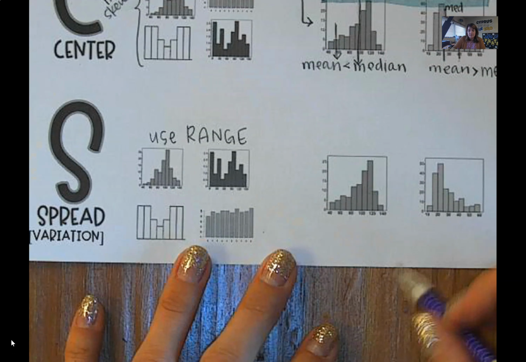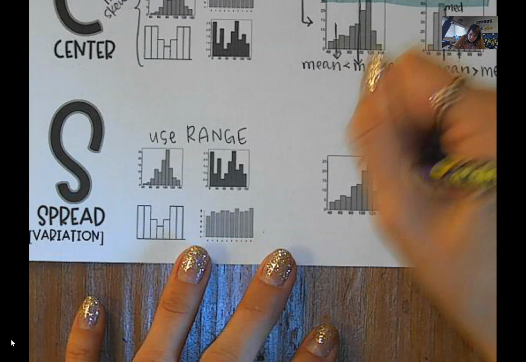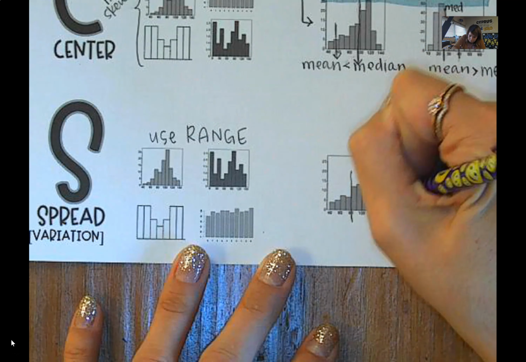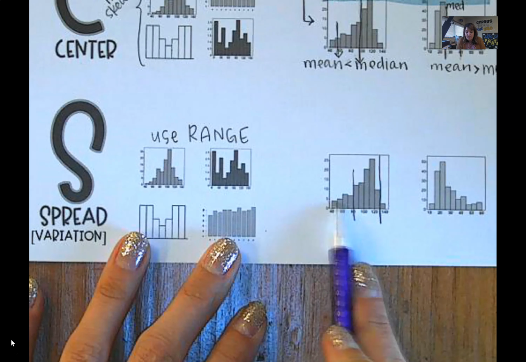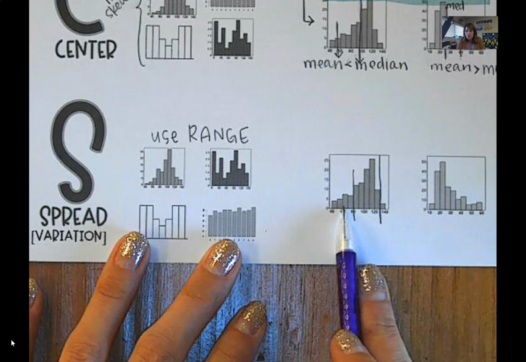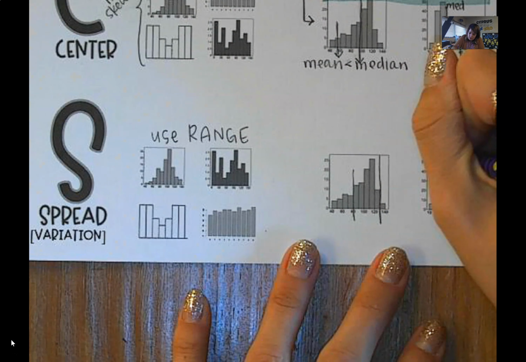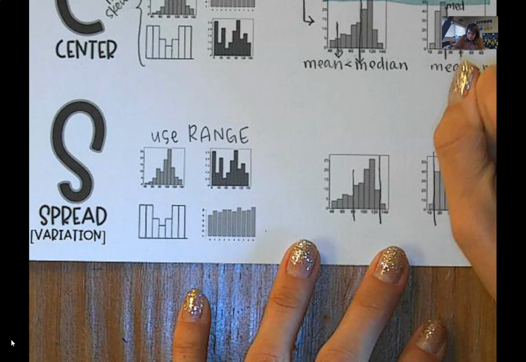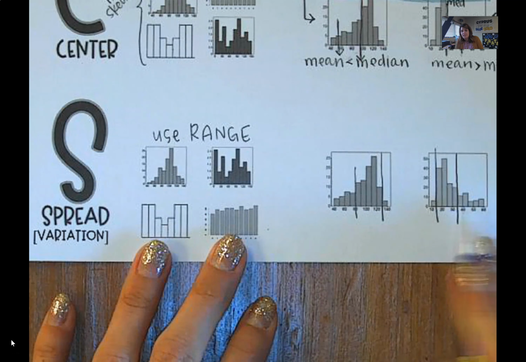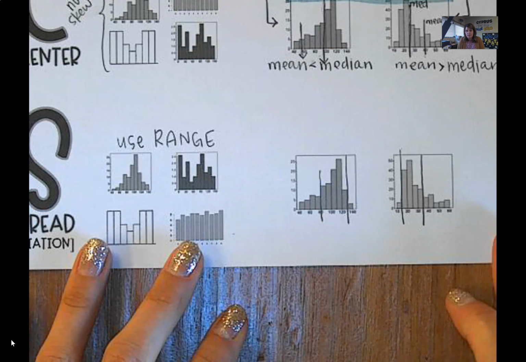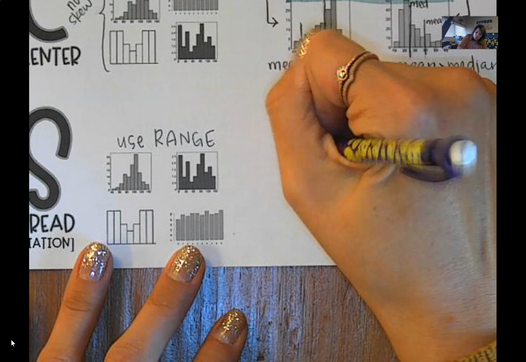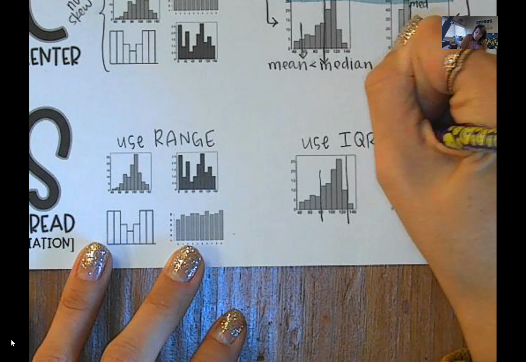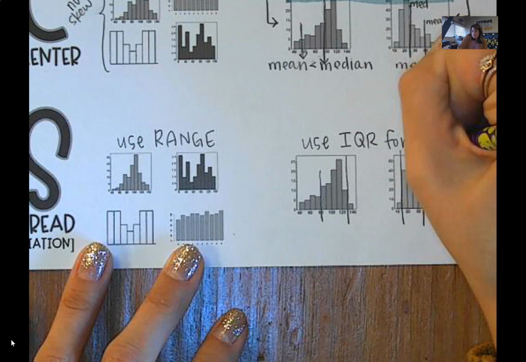Most of your data is right here, and some of your data is over here. So same with this one. Most of our data is, I would say, about there, and then some of your data is to the right. So in this case, you use IQR for spread.